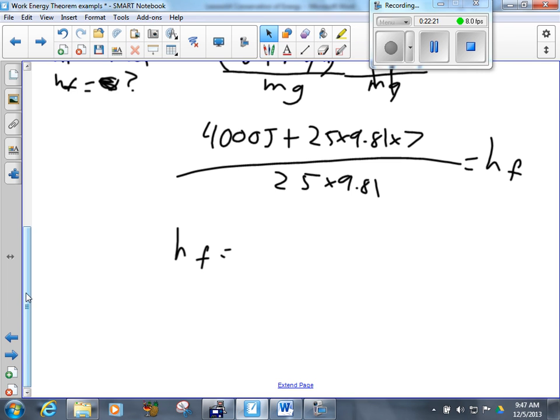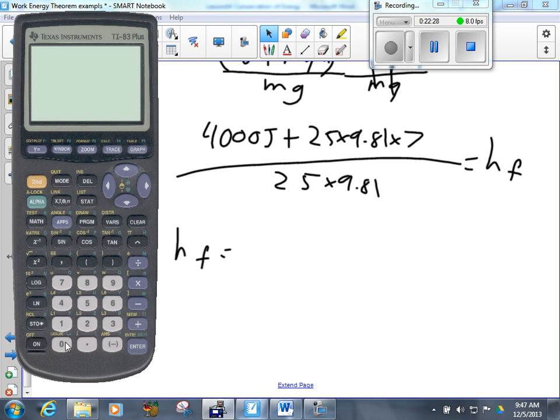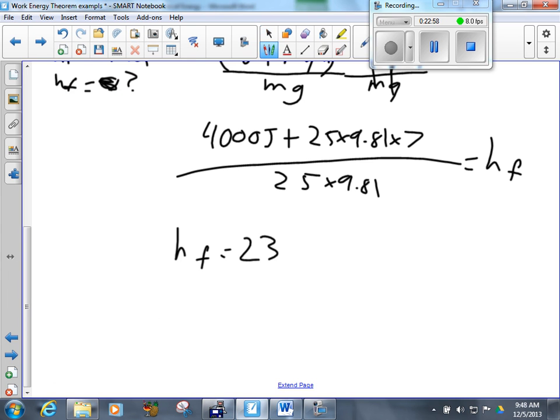Is it like a couple hundred meters? It's a very long ladder. 23? Well, let's punch it in here. So 4,000. Oh, it works better when it's on. Yeah, so 23 meters. So this would be like one of those ladder trucks, like those funny fire trucks with the big long ladder on them. So 23.3 meters is our final height. Questions on that one? Is this making a little more sense now?